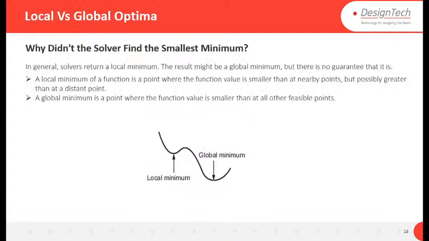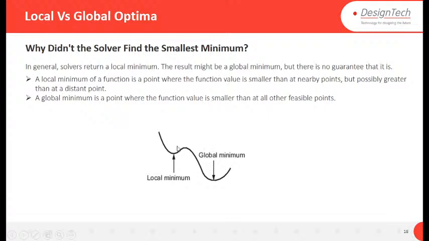And why didn't the solver find the smallest minimum? In general, what is the reason that a solver is not able to find the global maxima or minima? In general, solvers return a local minimum. The result might be a global minimum, but there is no guarantee that it will be a global minimum or global maximum. A local minimum of a function is a point where the function value is smaller than at nearby points.